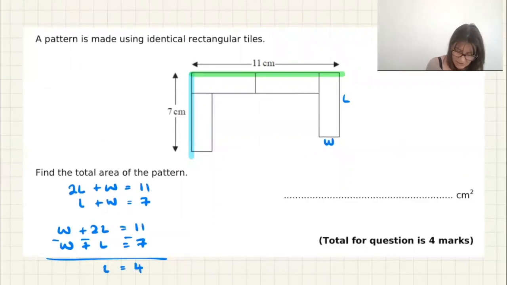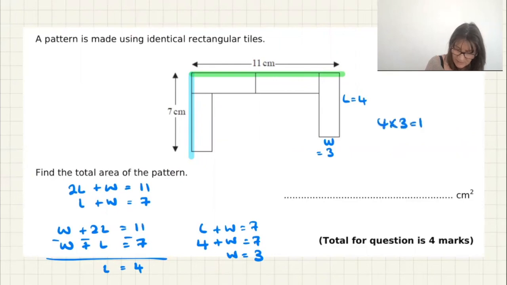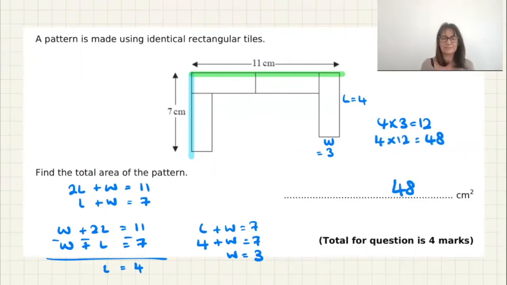I can then use length plus width equaling 7. The length is 4 plus whatever the width is, so the width must be 3. So I now know the width is 3 and the length is 4. 4 times 3 is 12. I've got 4 of those rectangles, so 4 times 12 is 48, and I've got 48 centimeters squared.